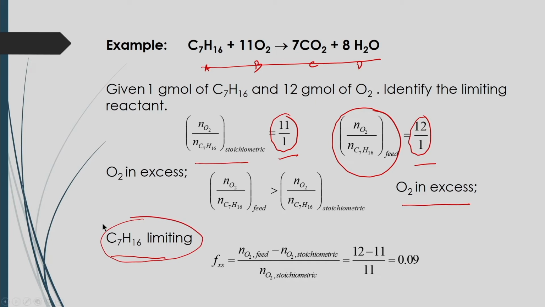So we can say that C7H16 is limiting. As for the fractional excess of the excess reactant, as per the equation given earlier, accordingly you can get the excess. So this will be 0.09 in this case.